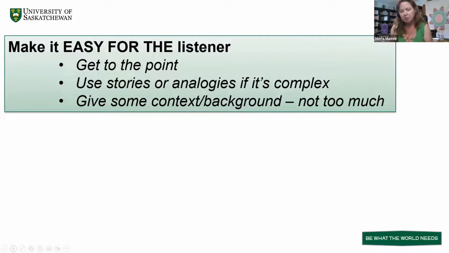The two components, and there are two sections to this slide. The first is that it is your job to make it as easy for the listener as you can. So you need to get to the point. If it's something complex, stories and analogies can be really helpful.